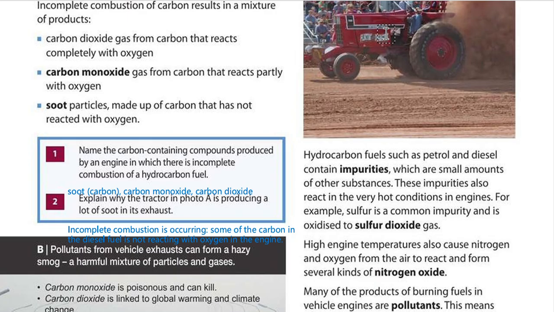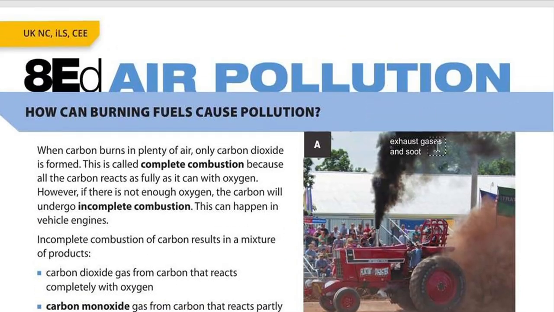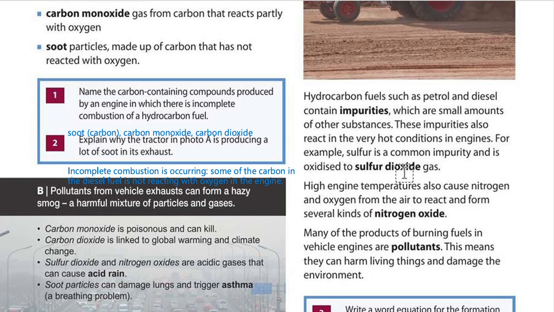We know in incomplete combustion, carbon monoxide, carbon dioxide, and also soot are produced, right? So when you look at the picture, it says that it's producing soot. Here are exhaust gases and soot. So what kind of a combustion is it? It's an incomplete combustion. So you can say incomplete combustion is occurring, and you must say what it is. Some of the carbon in the diesel fuel is not reacting with oxygen in the engine.